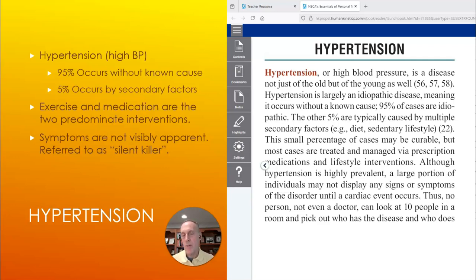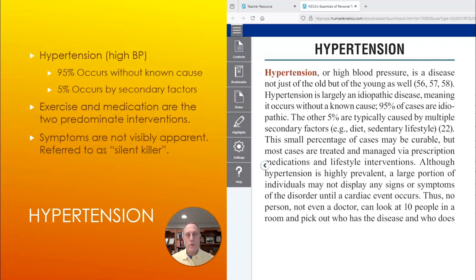There may be some tells, maybe perhaps they'll get a little winded. They get very red in the face or rosy in the cheeks when they work out a little more than some of your other clients. But those are not definitive. You can't really lean into those and say that person has hypertension. You'll have to have a conversation with the person perhaps about going to their doctor.